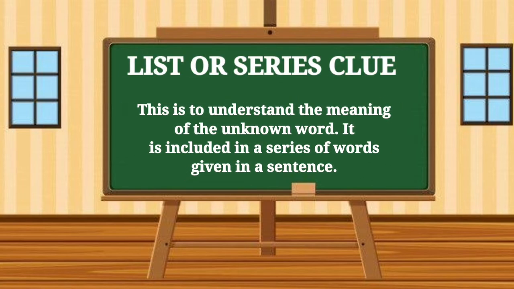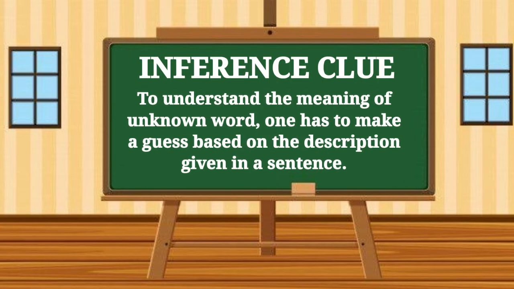Next, we also have the list or series clue. This is to understand the meaning of the unknown word. It is included in a series of words given in a sentence. And lastly, we have the inference clue. To understand the meaning of an unknown word, one has to make a guess based on the description given in the sentence.